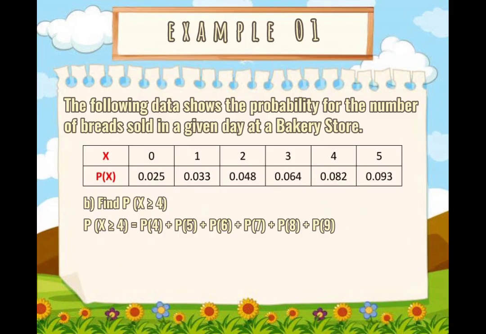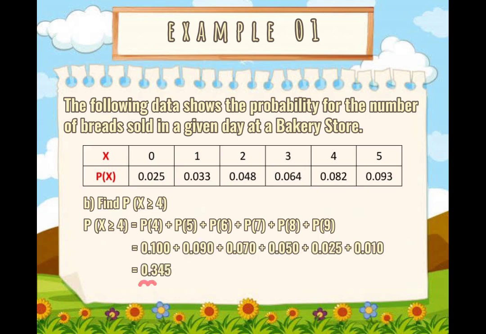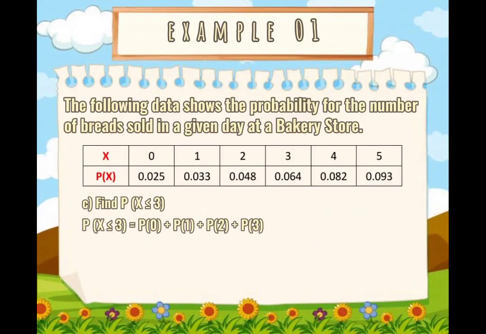Next is, find the probability of x greater than or equal to 4. So here the symbol is greater than or equal to. So let's take 4 to 9 in our given. Then substitute the corresponding probability and add to get the correct answer. Then the answer is 0.345.